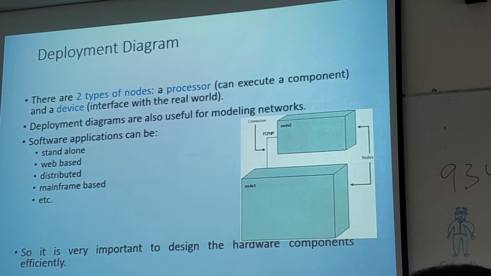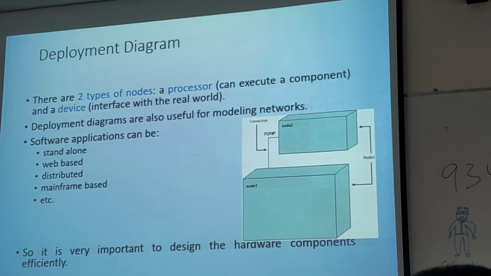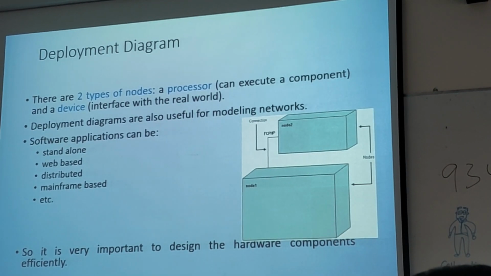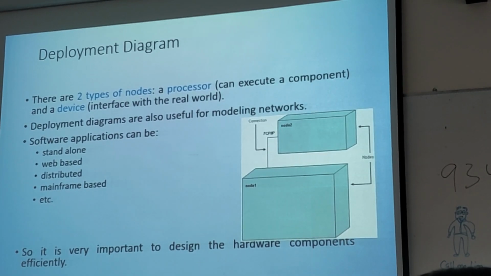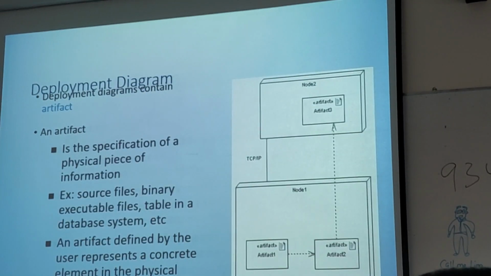So deployment diagrams are useful for modeling networks. Let's say for example, software application can be standalone, web-based, distributed, mainframe, and so on. So it's very important for you to design the hardware component efficiently. When you draw the deployment diagram, you will know what kind of hardware you are going to require. Okay? So here is another example of deployment diagram.